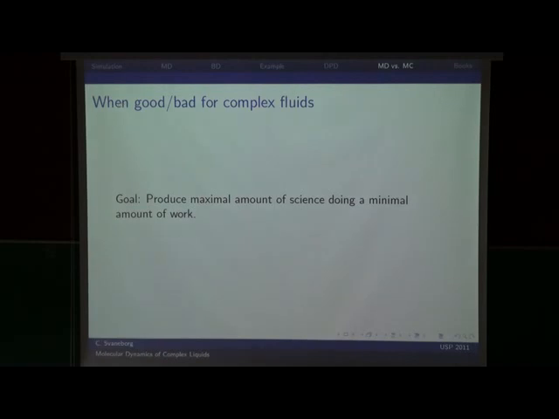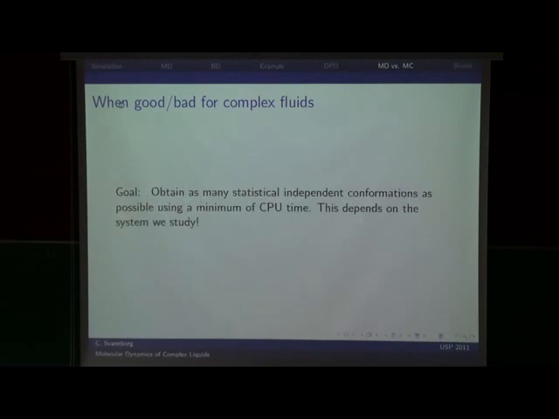But right, what do we want to do? The goal is to produce the maximum amount of science doing the minimum amount of work. This is always good. I mean, the more results we get and the less we have to work, the better it is. So what does this mean? It means that we need to obtain as many statistically independent configurations as possible using the least amount of CPU time available. Because then we can estimate these averages of observables with good statistical accuracy using the least amount of CPU time required. And there is no clear answer. It depends exactly on the system you study and the properties of that system.